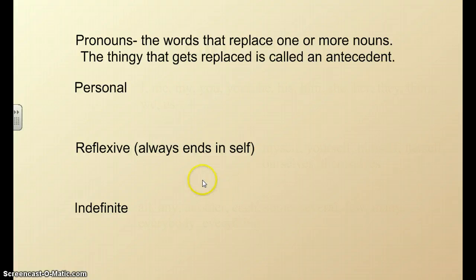Now, pronouns replace one or more nouns. The thing that it replaces is called an antecedent. That literally means that which steps before. However, sometimes the antecedent is later in the sentence than the actual pronoun.